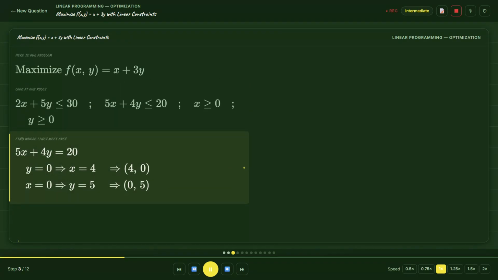Let's find the important points. For the line 5x plus 4y equals 20, when y is 0, x is 4, and when x is 0, y is 5. So this line goes through the points (4, 0) and (0, 5).